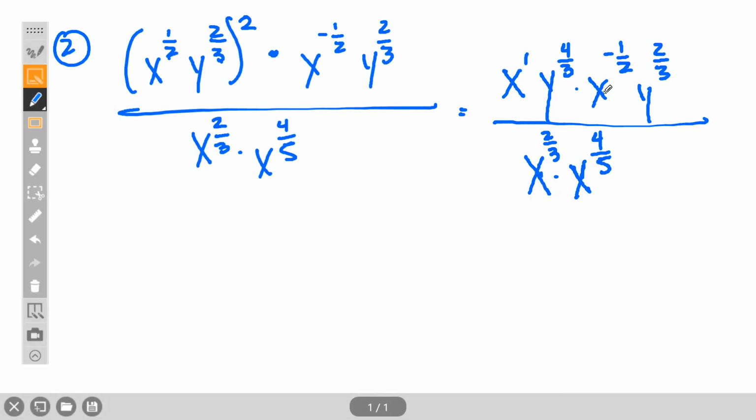Now, I have a lot of x's to combine. I have a lot of y's to combine. Okay, so I have these 4 x's to combine. So I can combine all of these into a single x by adding the exponents for the ones in the numerator, and subtracting the exponents for the ones in the denominator. So I'll add the ones in the numerator, so I have 1 plus negative 1/2. And now I'll subtract the ones in the denominator, so minus 2/3 minus 4/5. So that's 1/1.